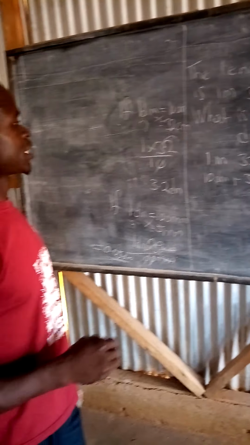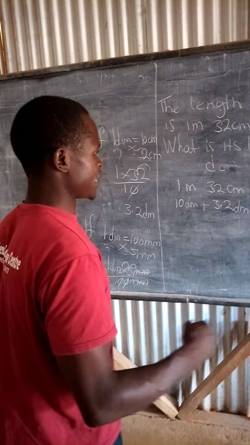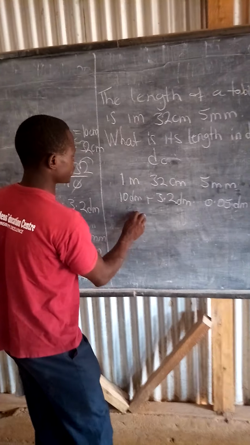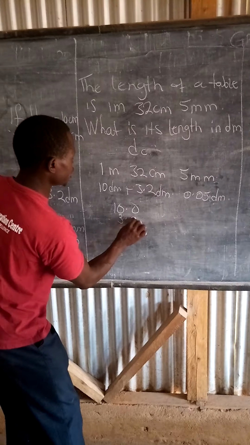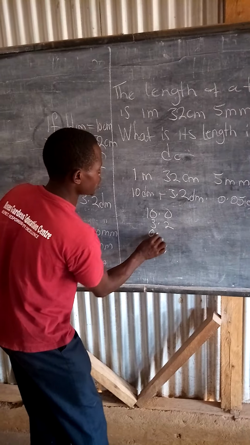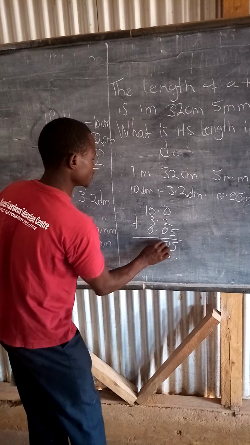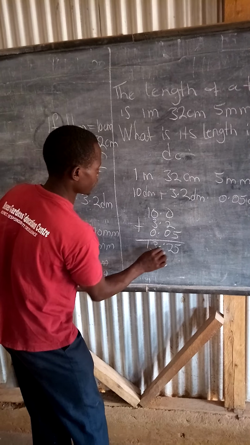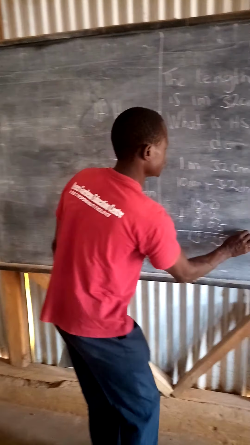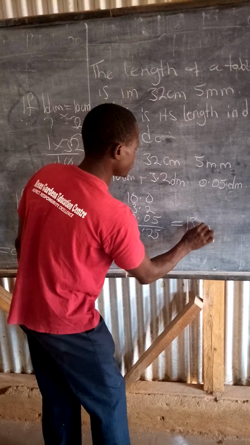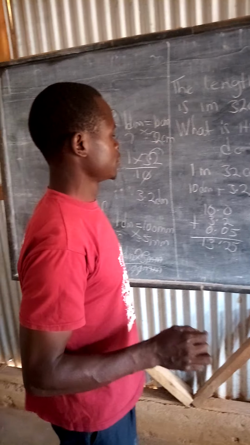Okay. Now, what are you going to do? Our next step will be to add all these units. Now that they are in the same unit, combine them. We will have 10.0 plus 3.2 plus 0.05. Ensure that decimal points are aligned. This will give us 13.25 decimeters.